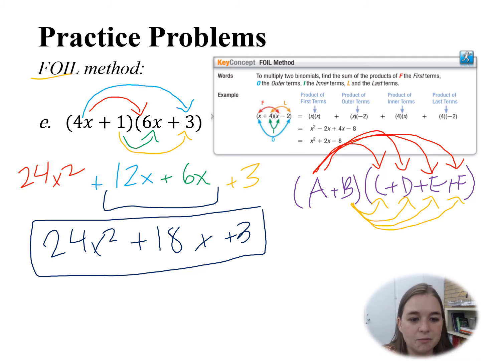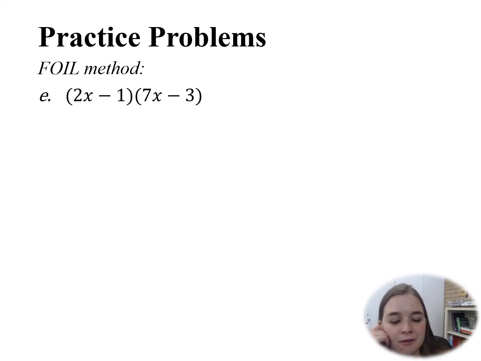One last practice problem here. The FOIL method or distributive property also works when I have subtraction, but again, I want to keep track of where my negatives are attached, so I want to turn this into plus a negative and plus a negative. So I have 2x plus a negative 1 multiplied by the quantity 7x plus a negative 3.